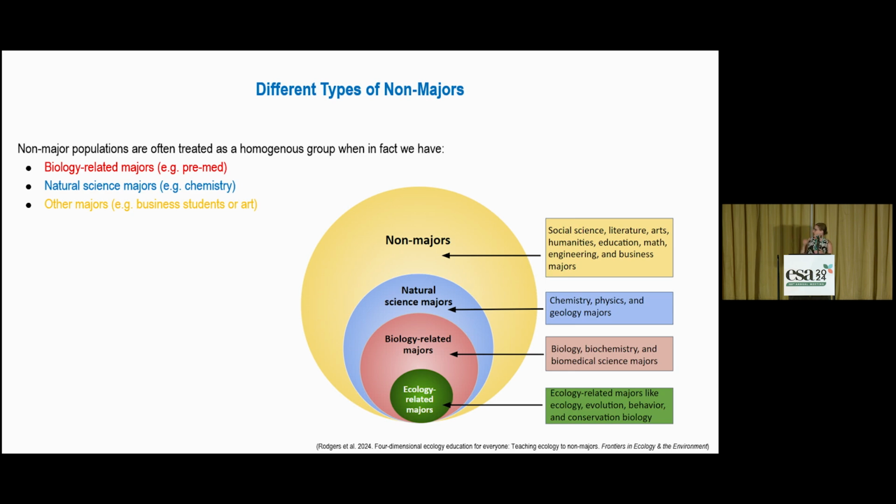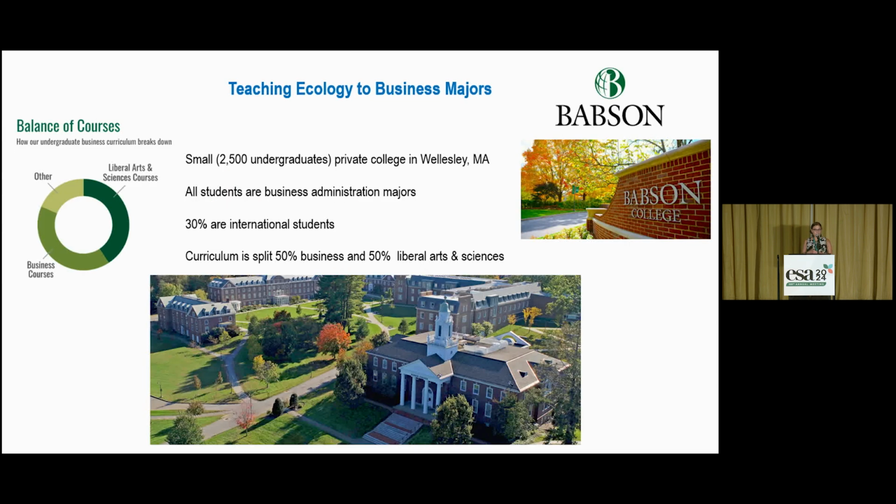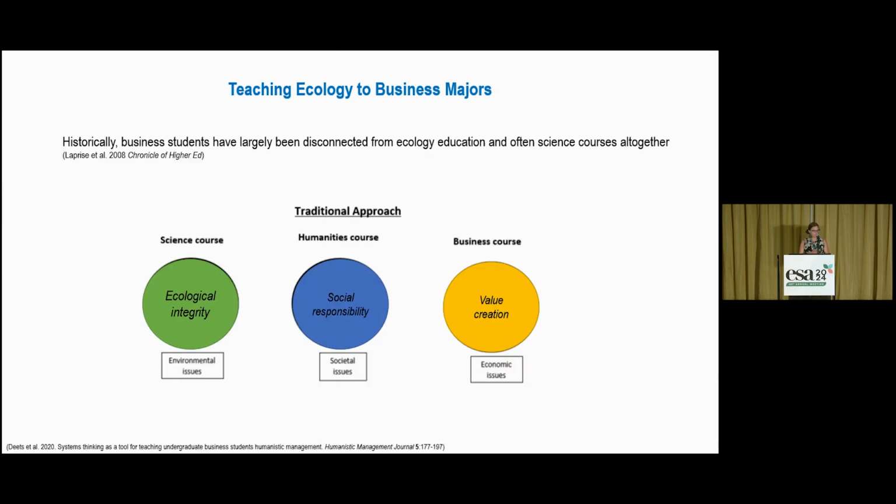Like I mentioned, and you saw this figure before, the non-majors that I teach are in that large yellow circle. They are the business majors, and you may not teach exclusively business majors, but if you teach a non-majors course, you may teach a lot of business students. I teach at Babson College, which is a small private school in Wellesley, Massachusetts. All students are business majors. We have a large population of international students, and students have to take half of their curriculum as business classes and half as liberal arts and sciences.